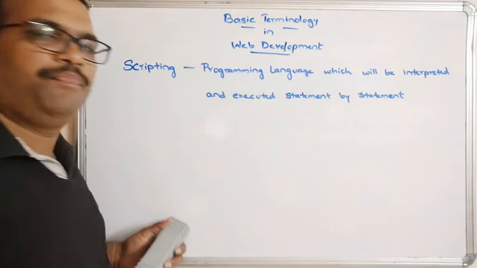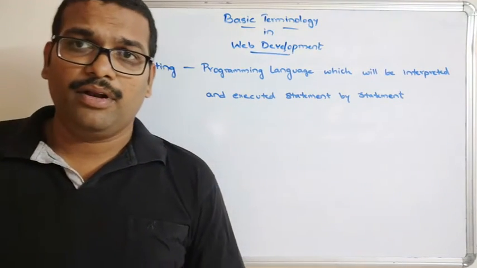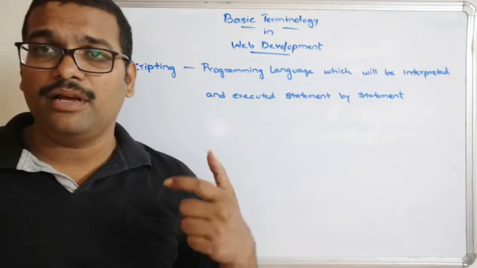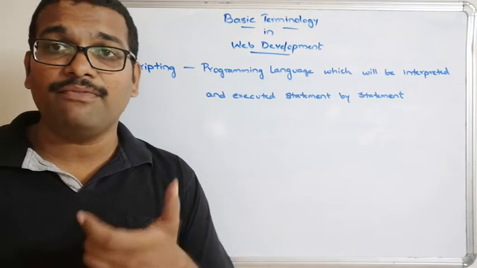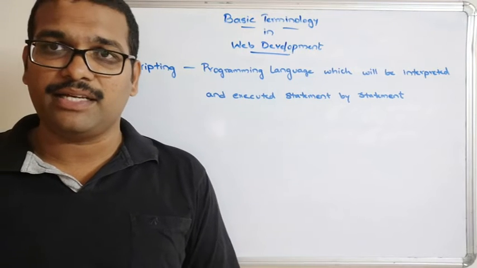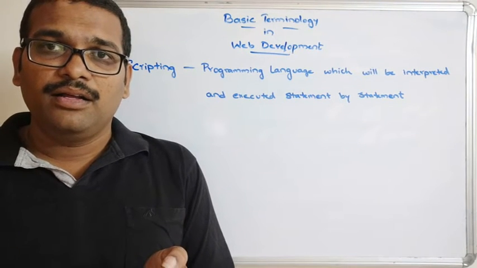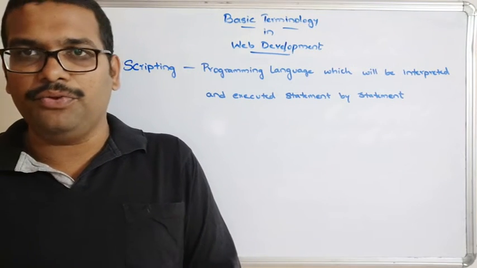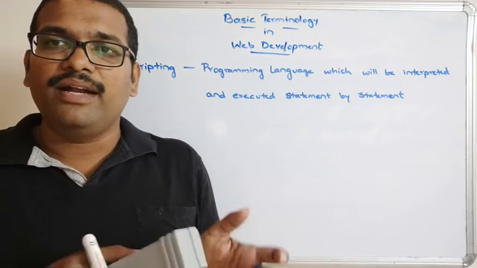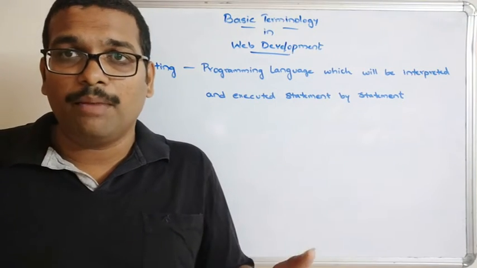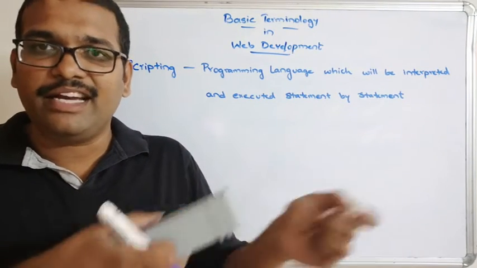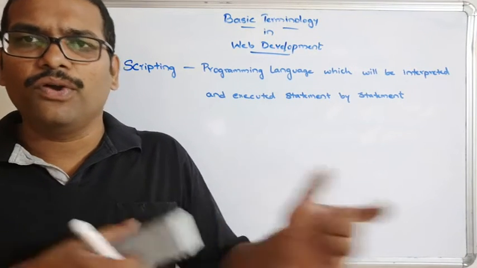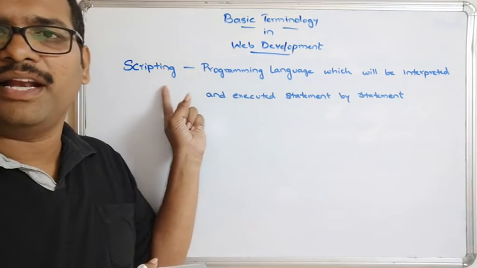In our previous sessions we discussed the difference between compiler and interpreter. These are the language translators. A compiler will compile the code and then it executes. But an interpreter will directly execute the code. There is no compilation process, so directly statement by statement it gets executed. Whatever languages follow this interpreter are called scripting languages.